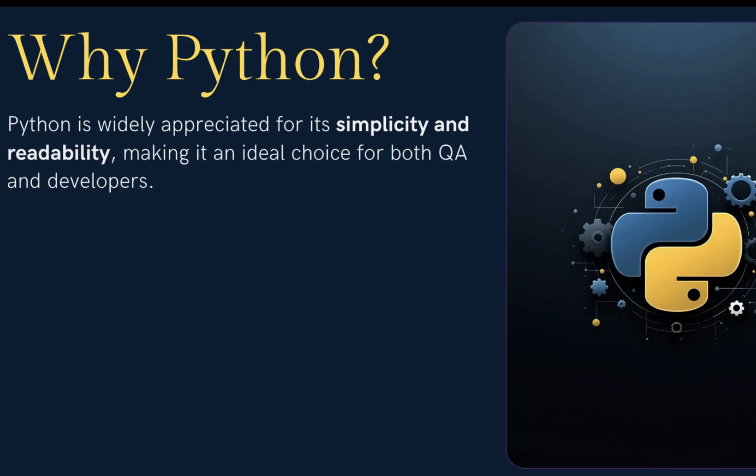Why Python? Python is simple, powerful, and used everywhere. QA engineers use Python for automation, API testing, data validation, and test utilities. Developers also use Python for backend services, scripts, tools, and APIs. Python is also heavily used in AI, data, and automation workflows. So, learning Python is a long term skill, not a short term trend.